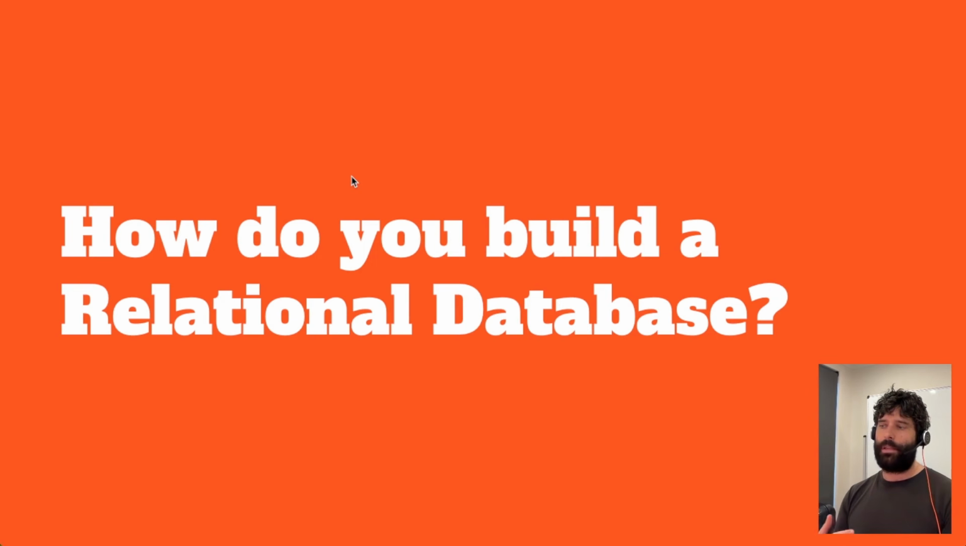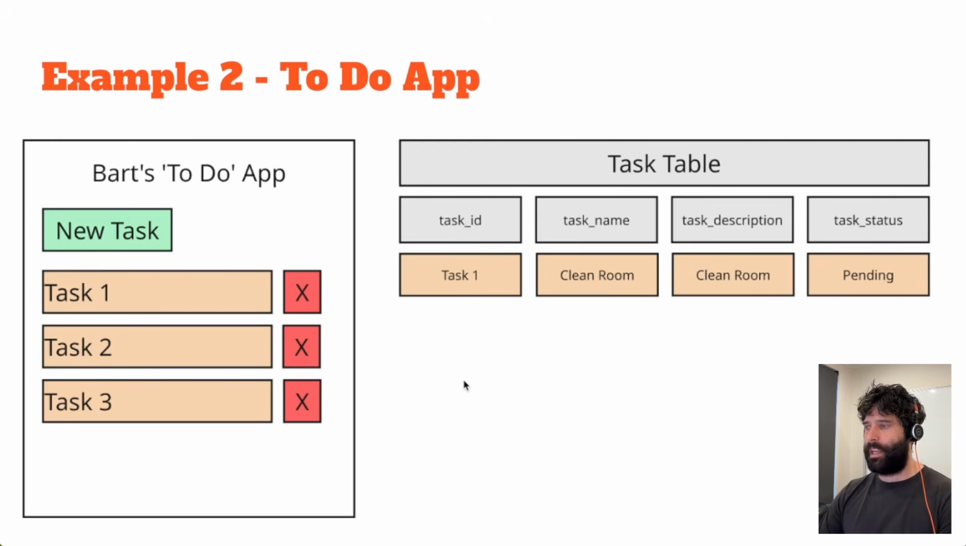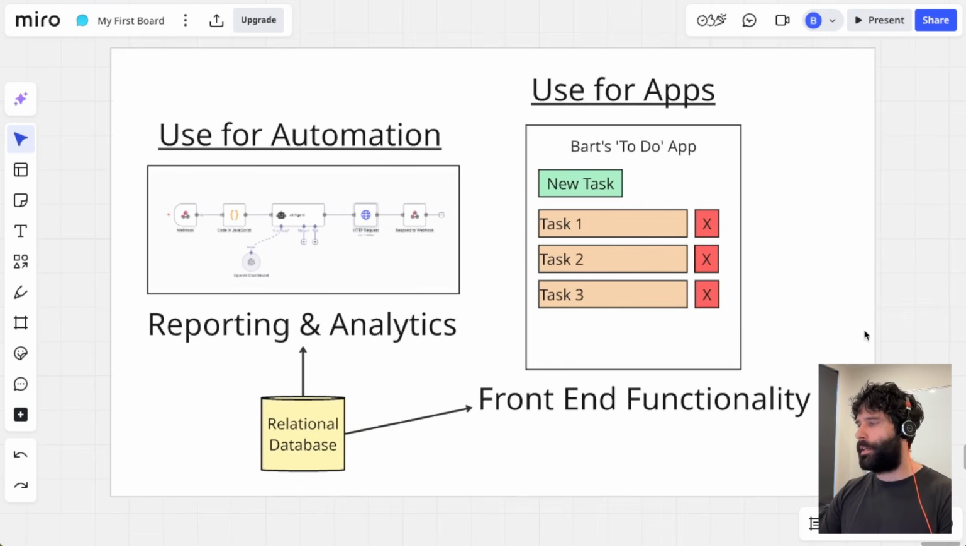So now let's put a bit of this theory into practice and just start cementing all this knowledge in our brains. The first example I want to look at is actually listed as example 2 in my slides, but I think it's going to be better to start with this example. This is going back to that to-do app.